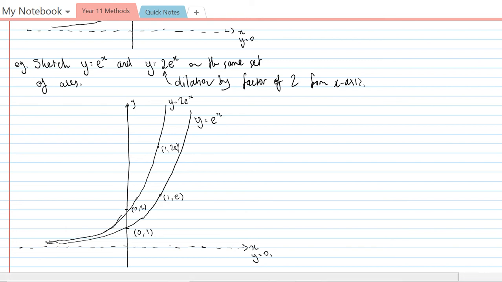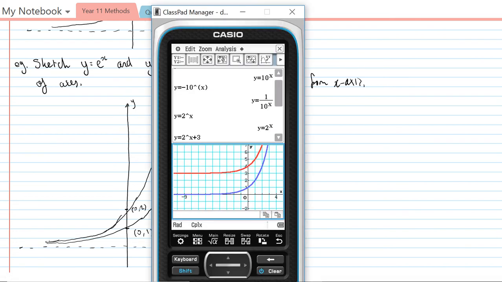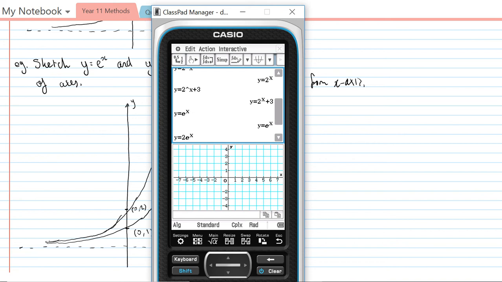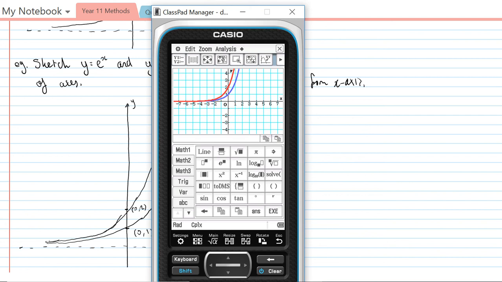And again, I'm going to just confirm on the calculator. So get those equations, e to the x and 2e to the x. There we have them. Just so you're aware, to get the e on the calculator, it's this button right here. So that one there is e to the power of something. That's how you can write those equations in.